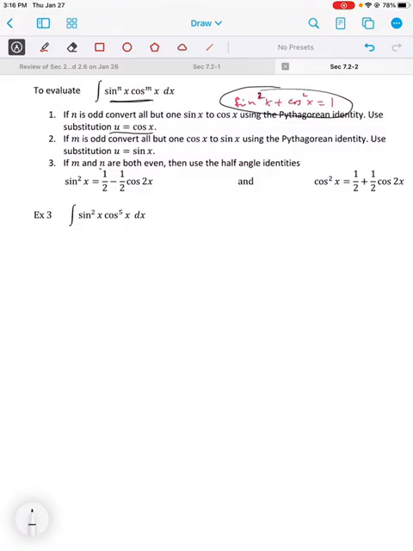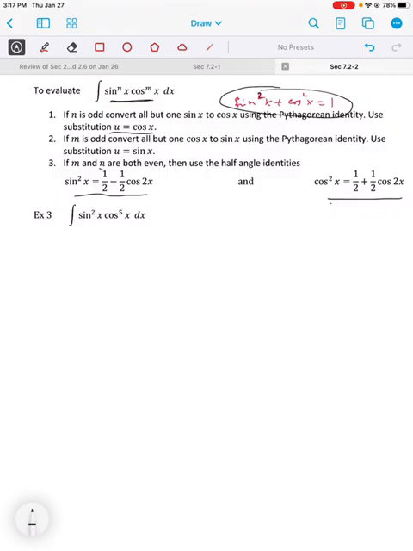In the same way, if m is odd and n can be anything, then we use a similar approach: we use the Pythagorean identity to change the cosines into sines, and then use the substitution u equals sine x. On the other hand, if m and n are both even, then we will use the half angle identities, which I showed you in the last videos.